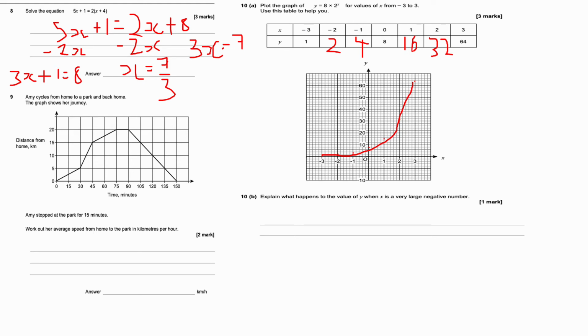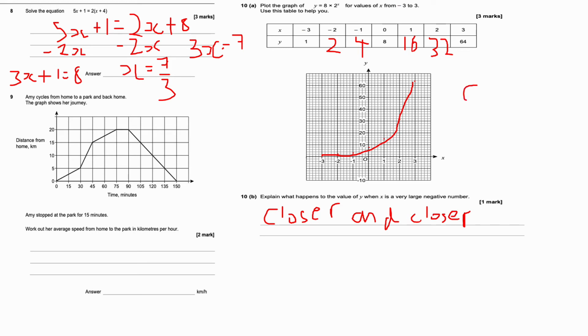Question 10b, guys. Explain what happens to the value of y when x is a very large negative number. Well, it gets closer and closer to 0. But it never actually reaches it. And the reason for that is because the curve is what I call an asymptote to the x-axis.